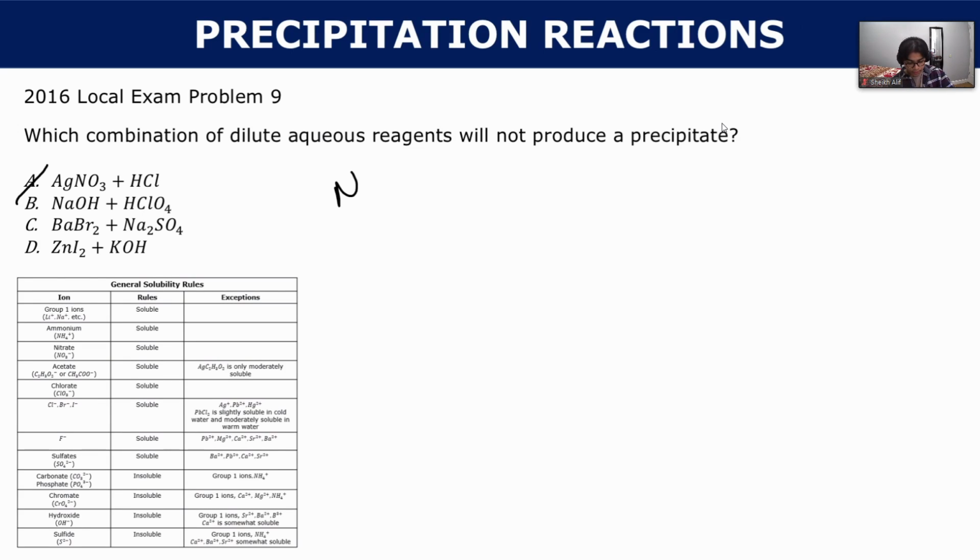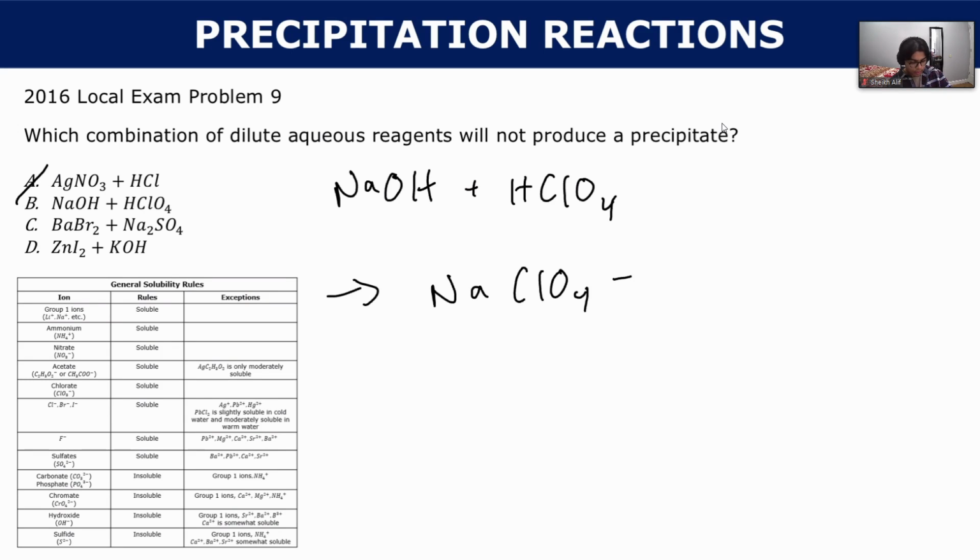Let's take a look at the next one, NaOH plus HClO4. If we do the double displacement reaction, that's going to give us NaClO4 plus H2O. Well, obviously the H2O here is not a precipitate, it's water, right? But the NaClO4, we need to check that. So we have Na, and Na is a group 1 ion, and they're always soluble, meaning NaClO4 is going to be aqueous, and so is the water, meaning there is no precipitate here, and so B has to be the right answer, but let's go over C and D anyways.